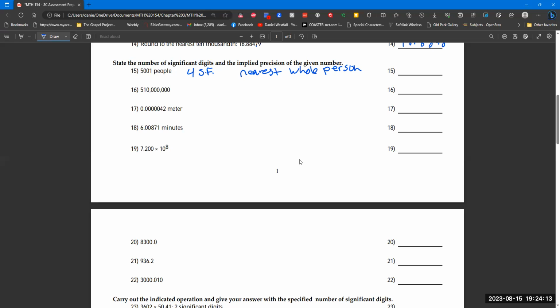Whereas this number, 510,000, we would imagine that all of these trailing zeros are not significant, and that the last significant digit is that one there. So we have two significant figures, and that is significant to the 10,000s place value.